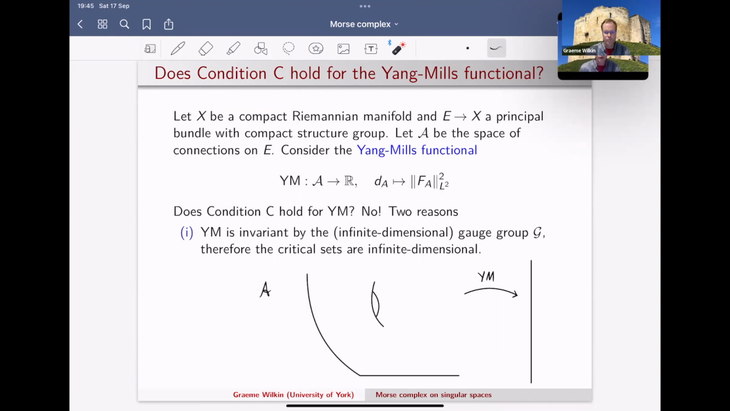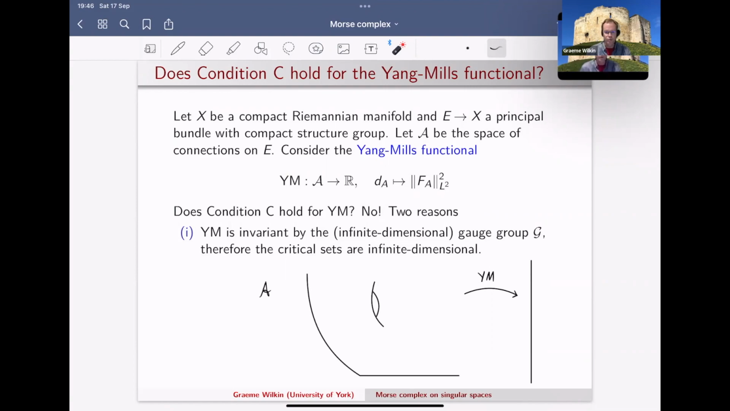So if you have some principal bundle on a compact Riemannian manifold, with compact structure group, then we can write down the Yang-Mills functional as the square of the L2 norm of the curvature. And then you can ask, does condition C hold for the Yang-Mills functional? Even before the work of Uhlenbeck, we knew that it was not true. The first reason it doesn't hold is because the function is invariant under the infinite dimensional gauge group.